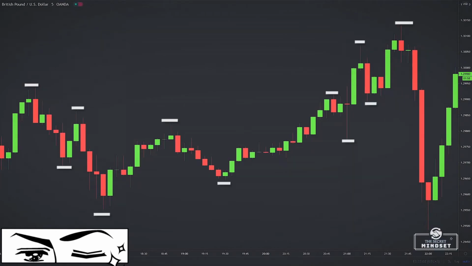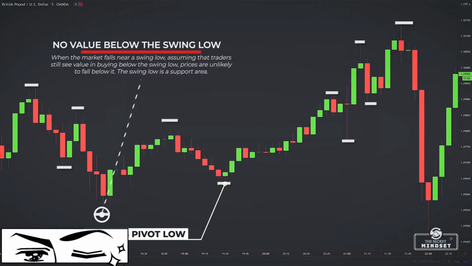In the case of a swing low, the bears couldn't push the price below it. This occurrence implies that no trader was willing to sell below that particular price point. The reason was that traders perceived value below the swing low. They want to buy value and not sell it. So when everyone wants to buy and no one wants to sell, price goes up and we get a swing low. The logic we applied to analyzing swing highs works for swing lows. When the market falls near a swing low, assuming that traders still see value in buying below the swing low, prices are unlikely to fall below it. The swing low supports the market and is a support area.